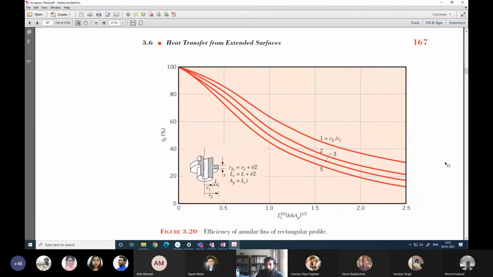You see that this Biot number is slightly different here. Again, it's the conductive to convective resistance, but the dimensions you have to find out.